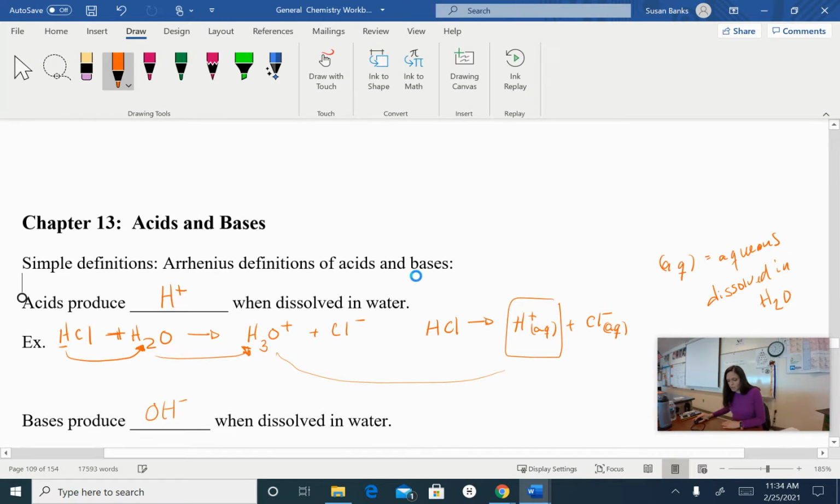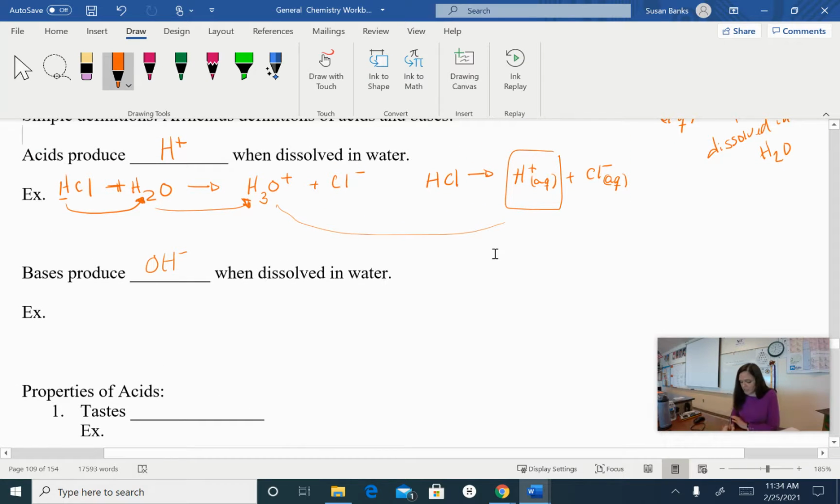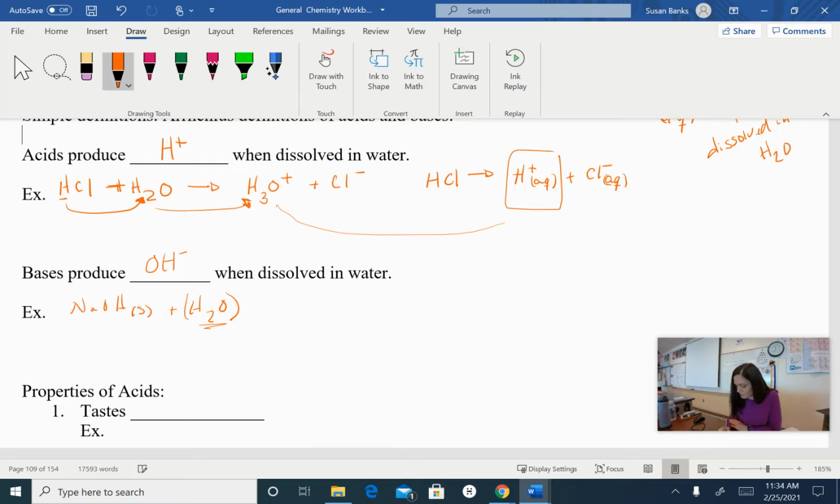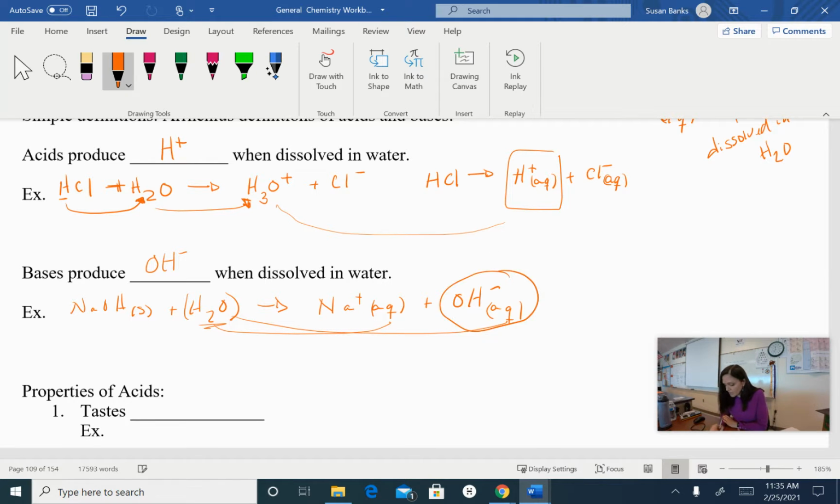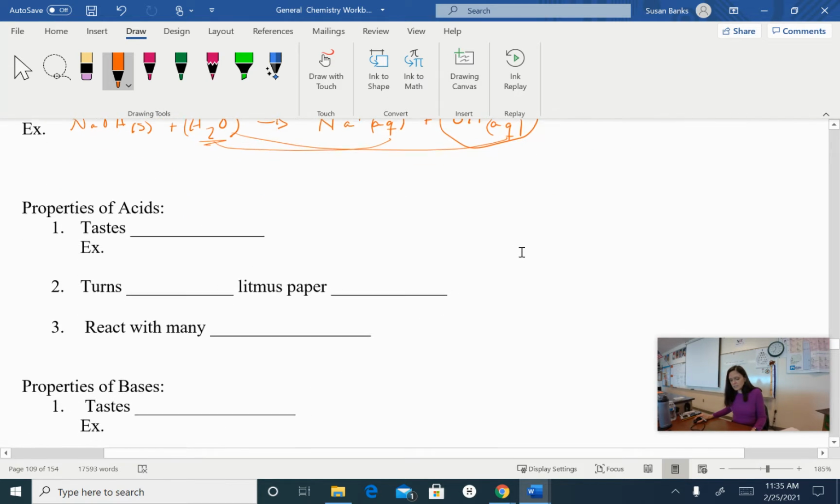So OH negative. A good example of that would be if I dissolved solid sodium hydroxide in water. And remember, we're not going to really write the water. I would get a sodium ion and I would get a hydroxide ion. Once again, this just means dissolved in water. So I would produce the hydroxide ions when dissolved in water. So remember, Arrhenius acids produce hydrogen ions when they're dissolved in water, and Arrhenius bases produce hydroxide ions when they are dissolved in water.